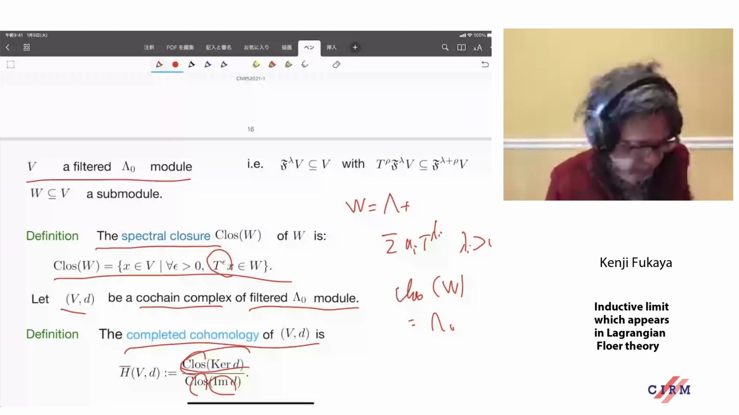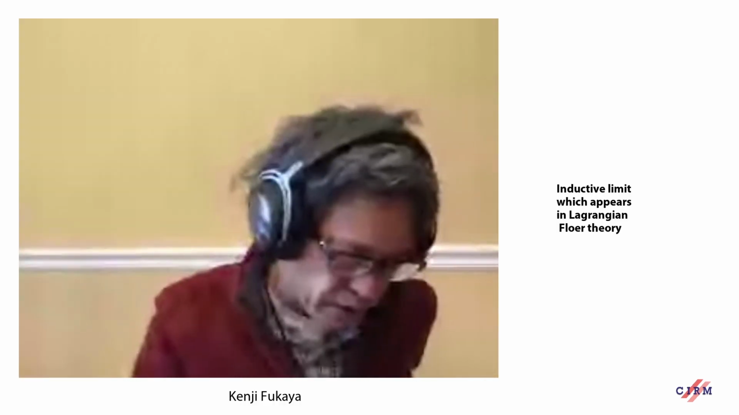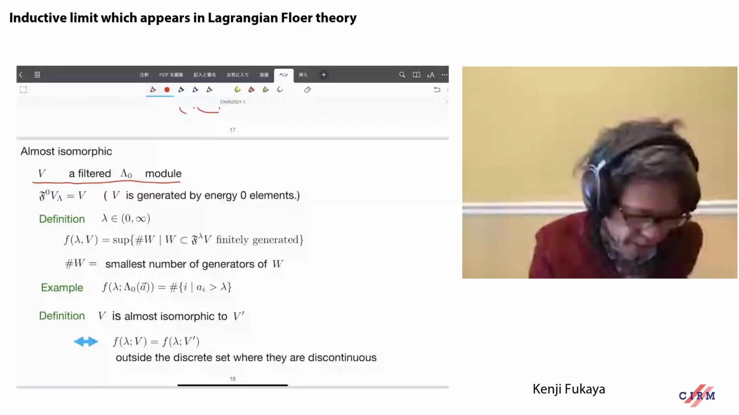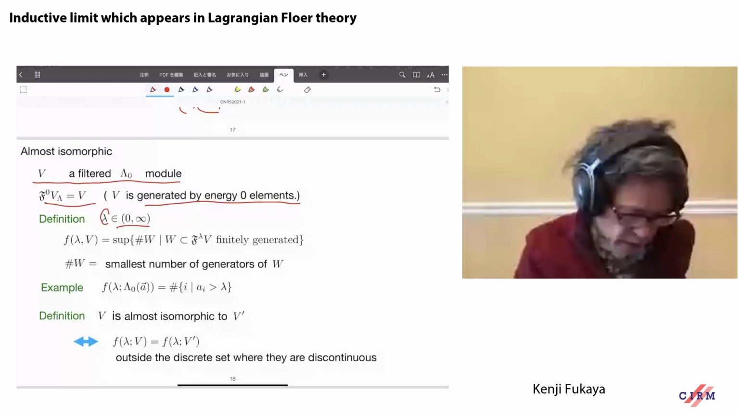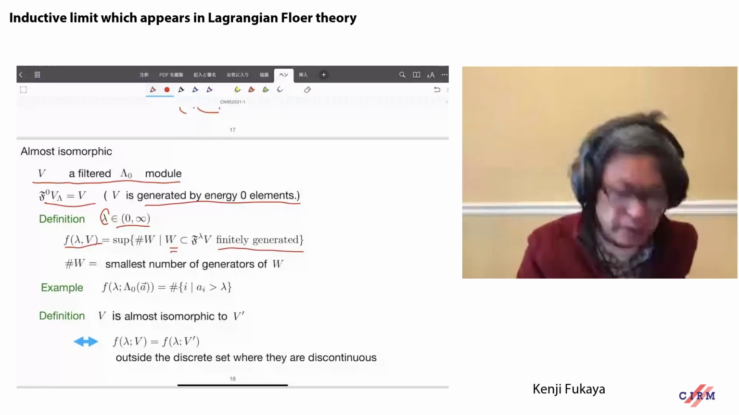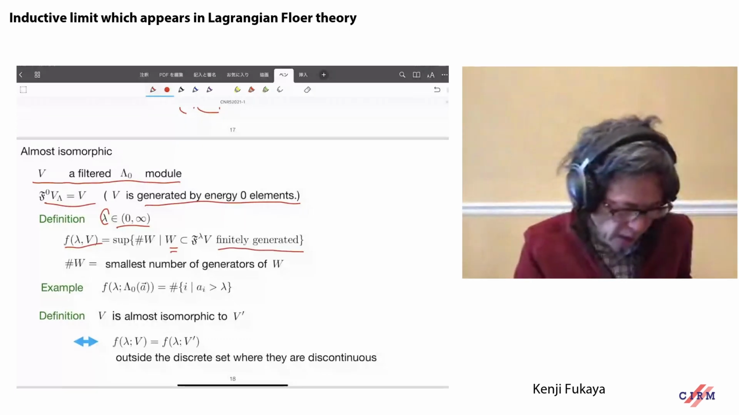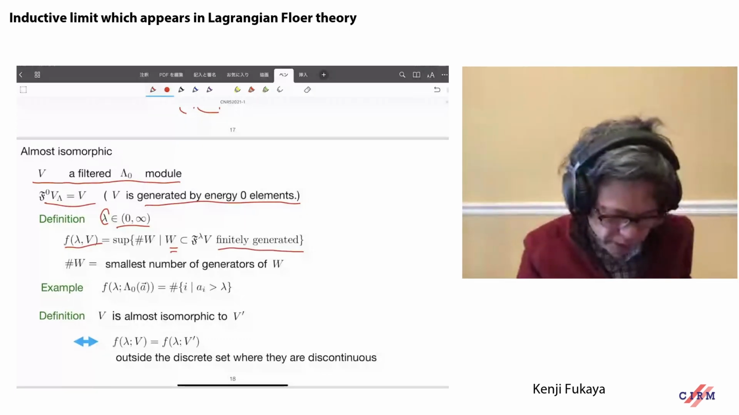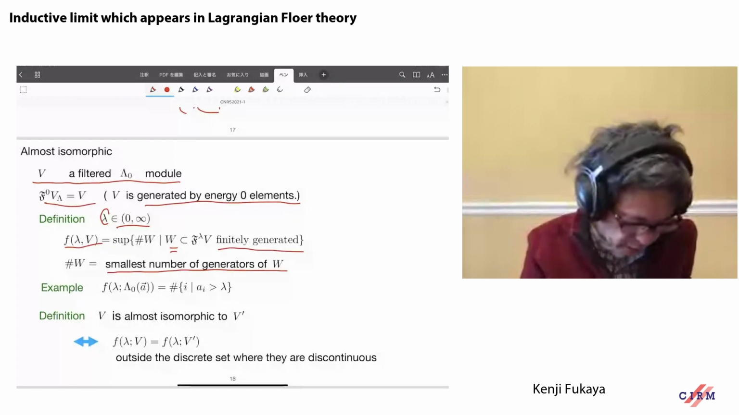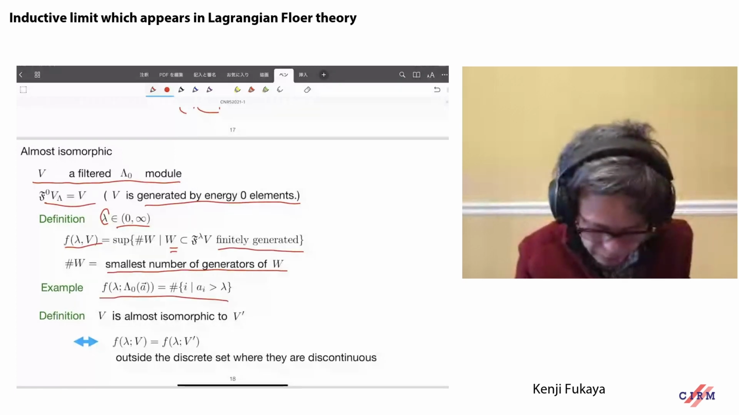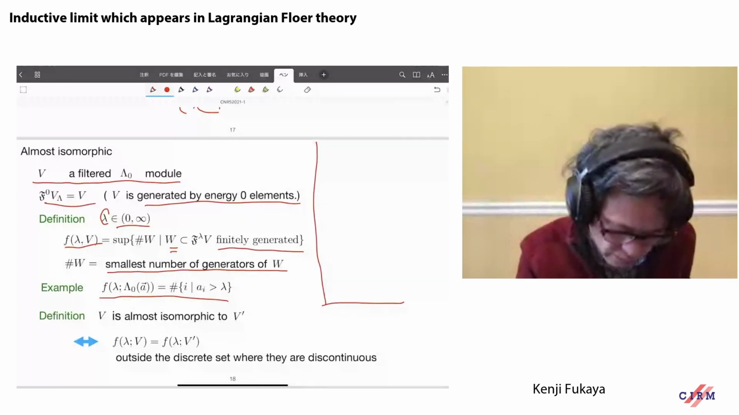And almost isomorphic means the following. Suppose that we have this Lambda 0 module, which is generated by an element of energy 0. You take all this lambda as a positive number, and we define the so-called spectral dimension in the following way. We take some finitely generated submodule of this, and we take the smallest number of generators of this W, and this dimension is just the maximal number of the smallest number of generators. And a good example in this case is this kind of situation. You have some infinity, and then you stop here.